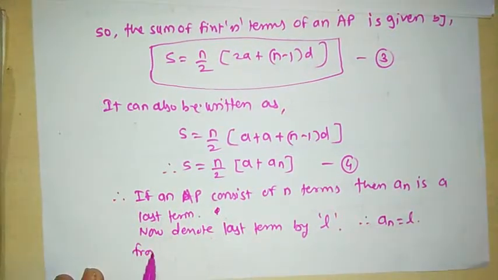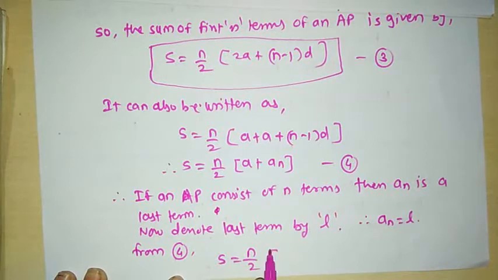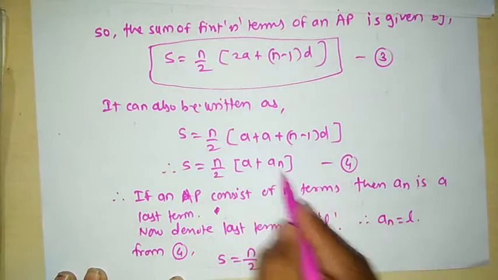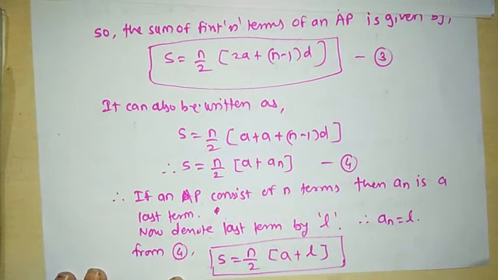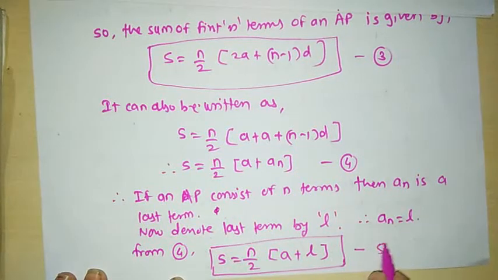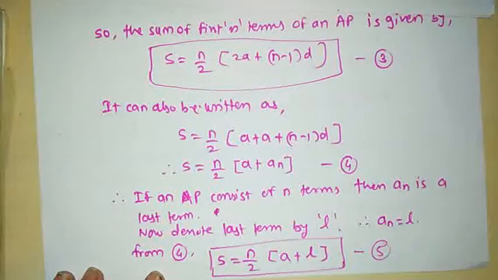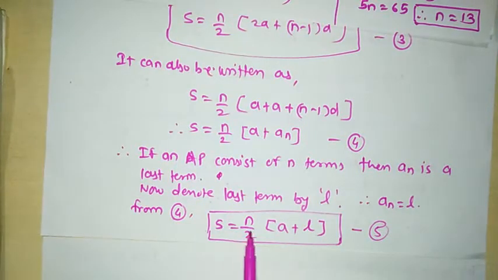From equation 4, s is equal to n by 2 into a plus, instead of an we write L, that is the last term. Right, this is the equation. You got it, this is a formula. That is equation number 5. In this formula, a is the first term and L is the last term. This formula can be used.